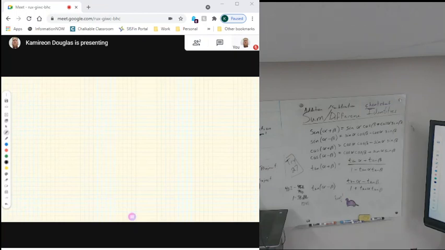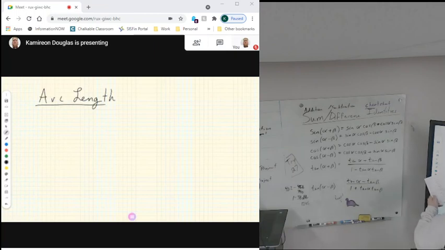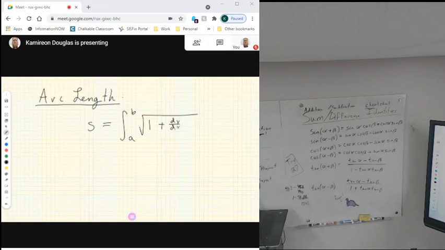Now, the idea of arc length is pretty straightforward. The formula is not. So here we go. Define arc length. The formula is S, which stands for arc length, is equal to the integral from a to b of the square root of 1 plus the derivative with respect to y of the function squared dx.